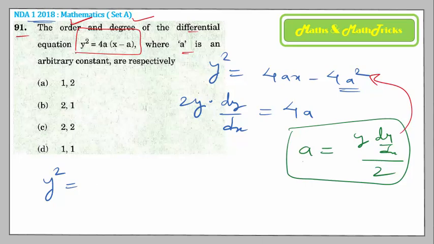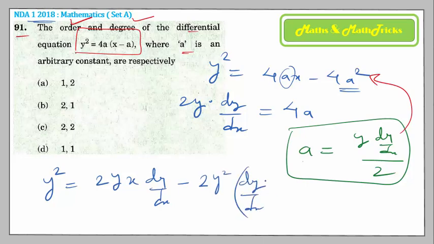So we get this number to be 2, and 4 into x. So I am replacing the a value here. So this is 2 times y times x times dy by dx as the first term, minus 4a square, which is going to be 2, y square, dy by dx the whole square.